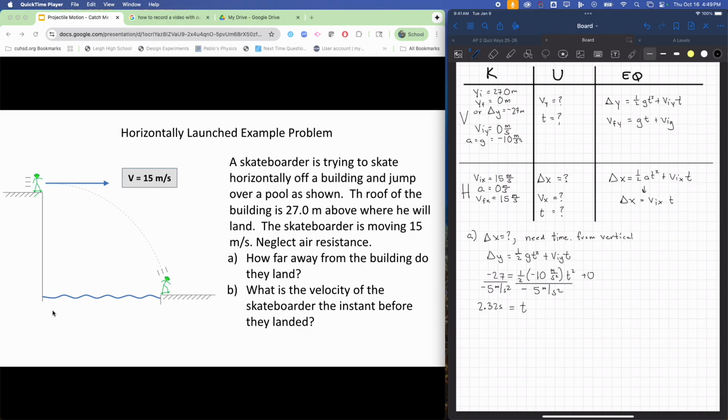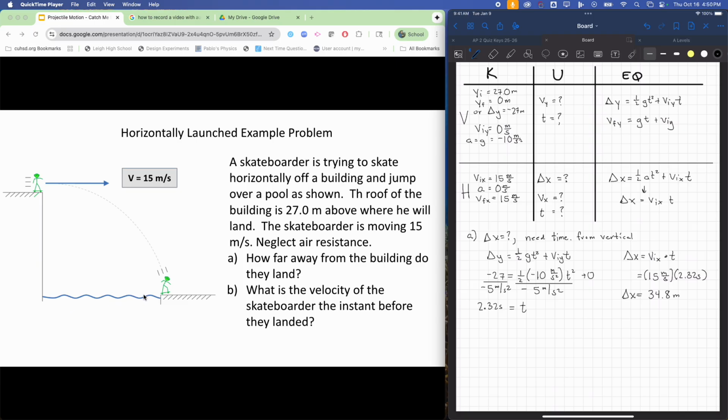And then remember, I'm going to use this equation here to solve for distance. So then I'm going to say delta x now equals the horizontal velocity times time. And so that equals, the horizontal velocity is 15 meters per second. And the time that we just solved for is 2.32 seconds. And so the change in position horizontally is 15 times 2.32, which gives me 34.8 meters. So that's what this horizontal distance is.